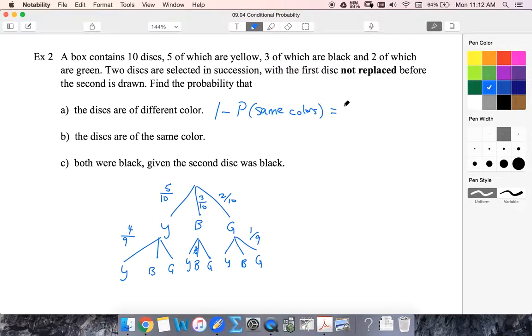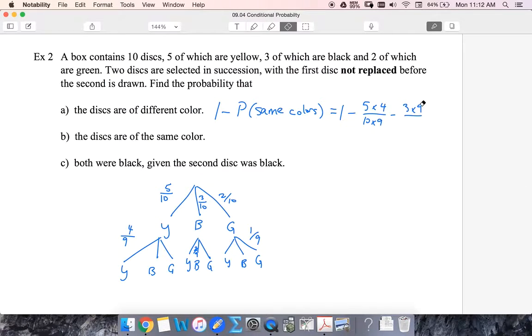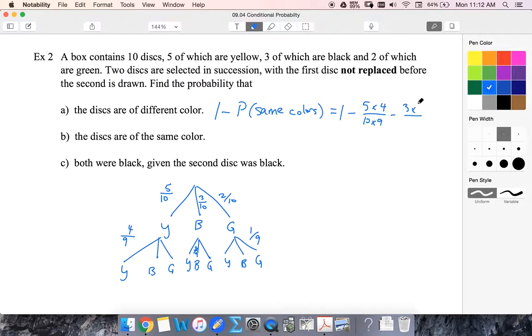So the probability of the same colors, I'm going to have 1 minus yellow, yellow is 5 times 4 out of 10 times 9, because I'm doing 5/10 times 4/9, minus 3 times 2 over 10 times 9. And the reason that I didn't simplify any of these fractions at the beginning is because now they all have the same denominator. So I don't have to worry about going back and making that common denominator.